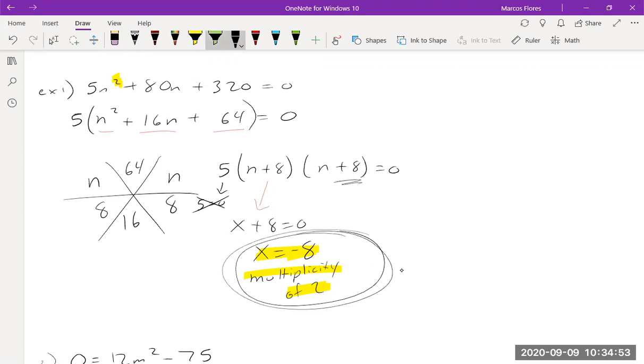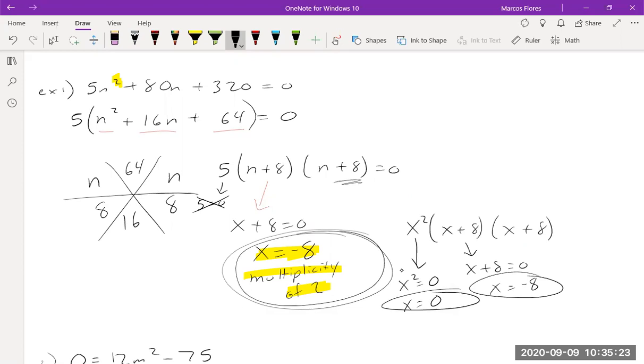The reason why I want you to get in this habit here is because if we get an answer like this that says x squared, x plus 8, x plus 8, then this would give you x equals negative 8, but this will also give you an answer. And x equals 0. So your answers for this problem will be negative 8 and 0. You need to understand that 0 is a number just like negative 8 is. So your answer would be both of those. Good question.